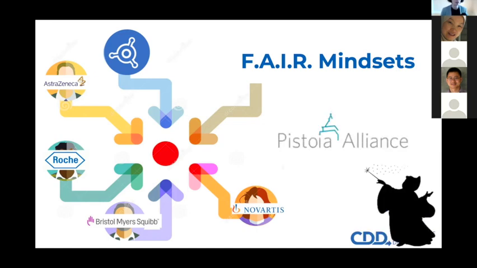Because it allows you to take all these, what would normally be competitive vendors or competitive companies, and bring them together in a non-competitive space so you can work on deriving standards or solutions that can benefit the whole community. And so the DataFAIRy project was the brainchild of Isabella Fierberg, who used to be at AstraZeneca.